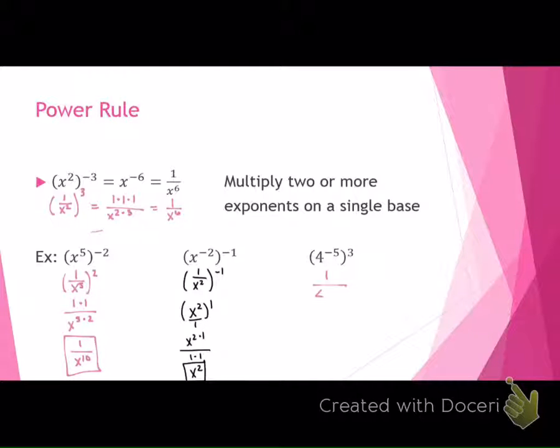So I would do 1 over 4 to the 5th, which is 1 over 4 times 4 times 4 times 4 times 4. What is that? 1024. So I have 1 over 1024 to the 3rd power, which is 1 over, so it's 1 times 1 times 1, over 1024 times 1024 times 1024, which is, okay, 1 second.